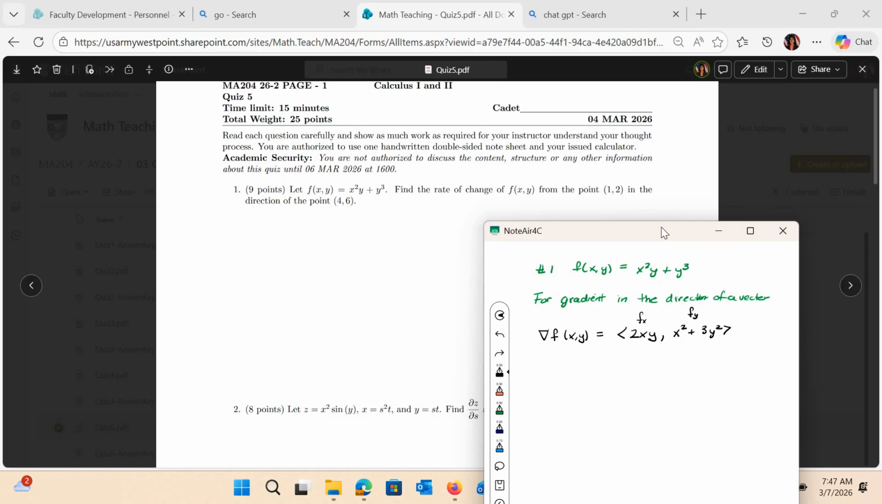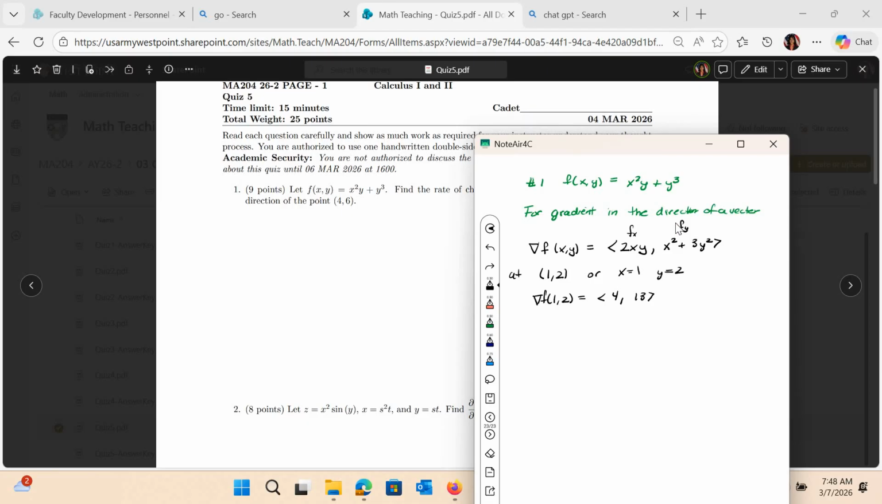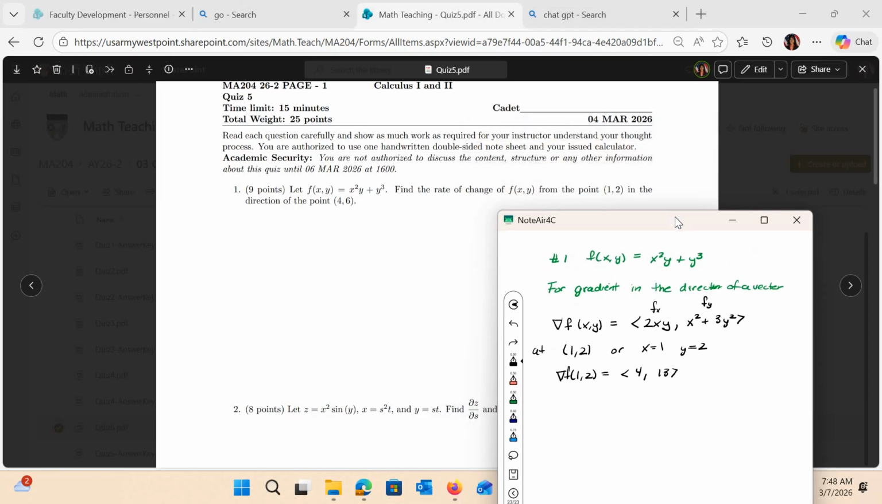And I'm interested in it at a particular point. So it's like plugging in the point for a tangent line. At 1, 2, or x equals 1, y equals 2, the gradient at 1, 2 is going to be 4, 13. And all I did is I plugged in x equals 1, y equals 2. And I've done this already once. My computer kind of shut down. So you can trust me this time I've actually got the numbers right, because if you're in my class, you know that that's where I struggle with just plain arithmetic.